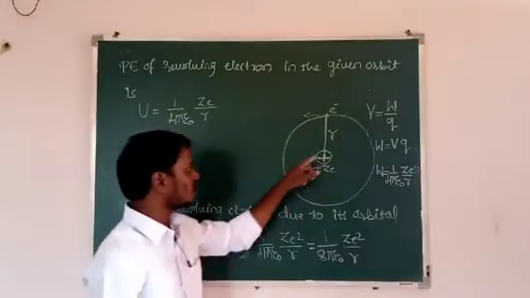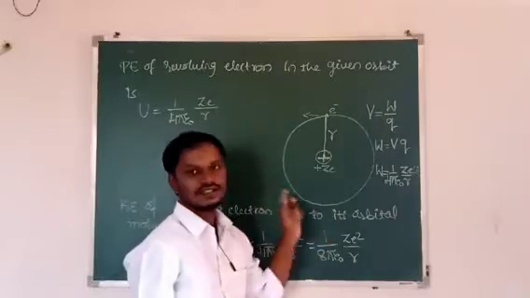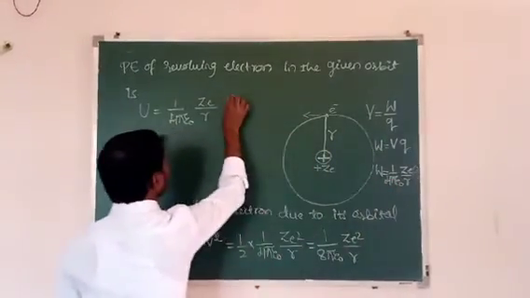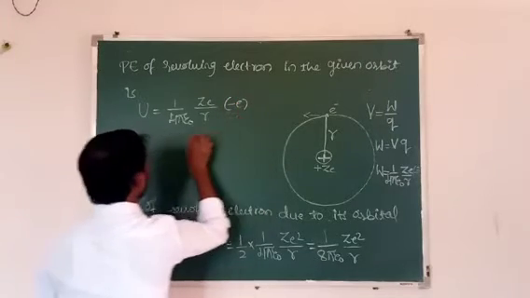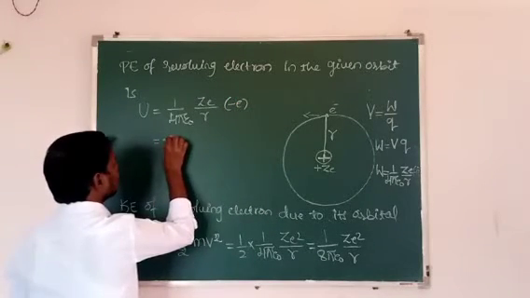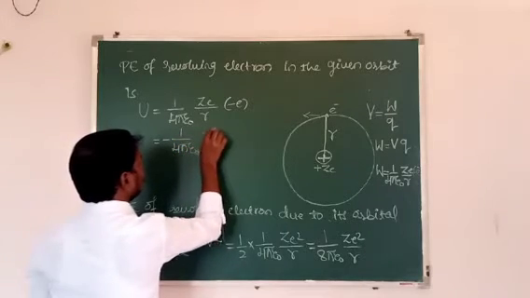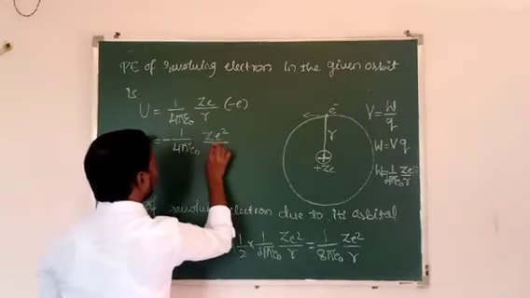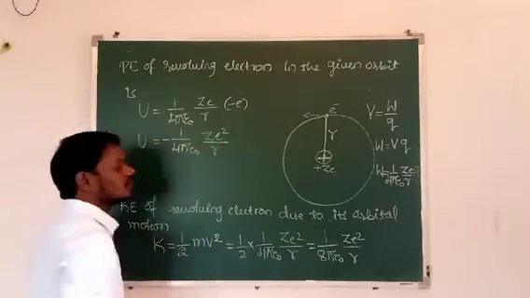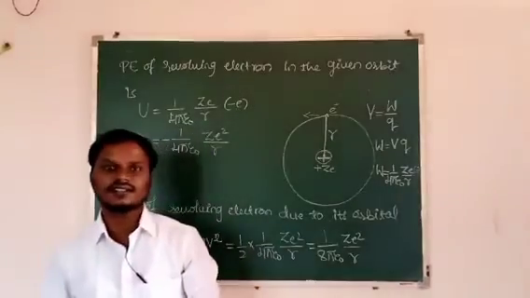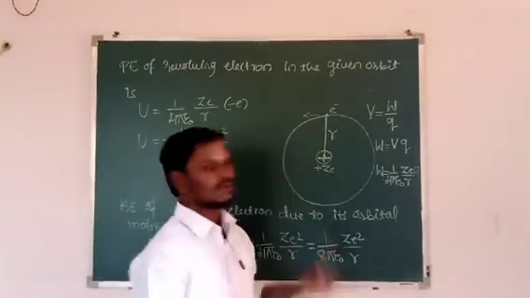So due to this potential, this electron is revolving around the nucleus. And what is the charge on the electron? That is minus e. Then this is minus 1 by 4 pi epsilon naught Ze square divided by r. Then it is the potential energy. So what does the negative sign indicate here? The negative sign indicates that the electron is bound to the nucleus.